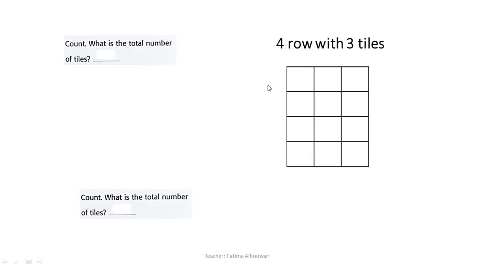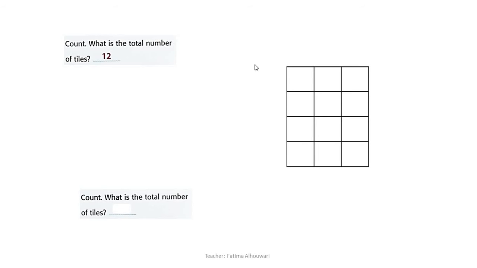this one. 4 rows, 1, 2, 3, and 4. 4 rows with 3 tiles. 1, 2, 3. Now let's count up how many tiles we have in this array. Since we have equal numbers of tiles in each row, we can skip count to find the total number of tiles. So 3, 6, 9, and 12. So we have 12 tiles.